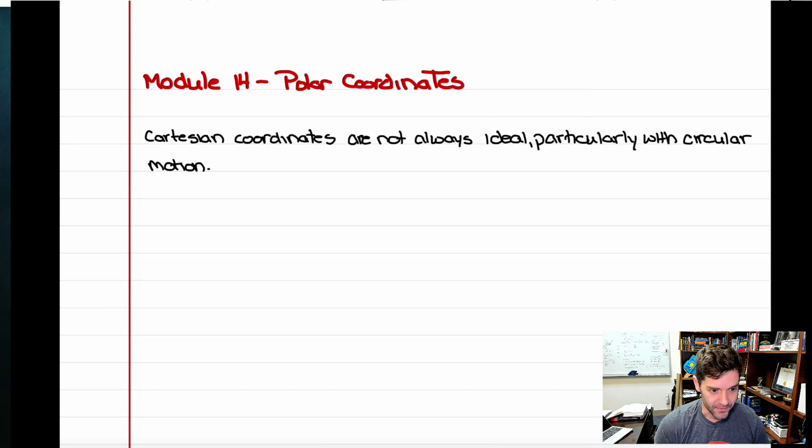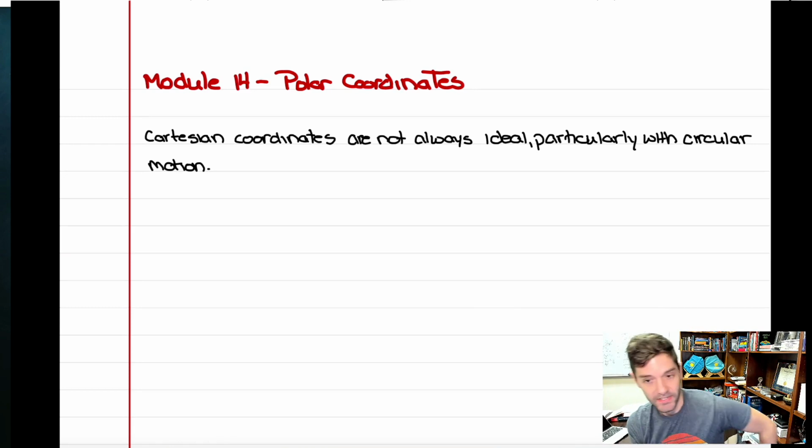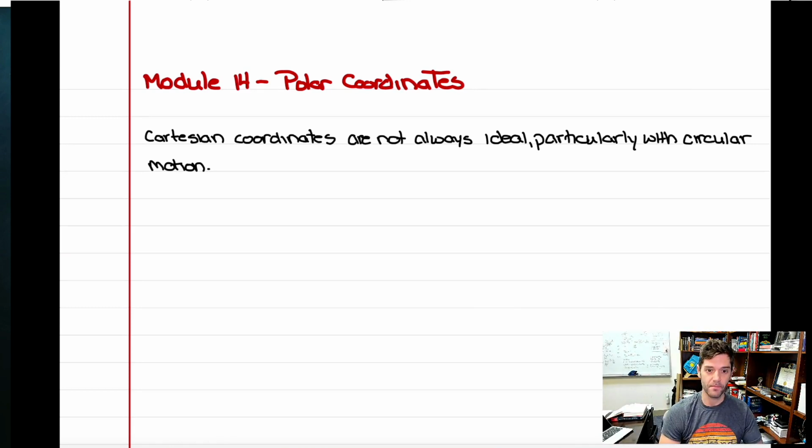Let's talk about polar coordinate systems. We've done a lot of work now being able to solve Newton's laws of motion, and we typically have been sticking with Cartesian coordinate systems, X, Y, Z, those sorts of things. Though Cartesian coordinate systems are not always ideal, particularly when you're dealing with circular motion.